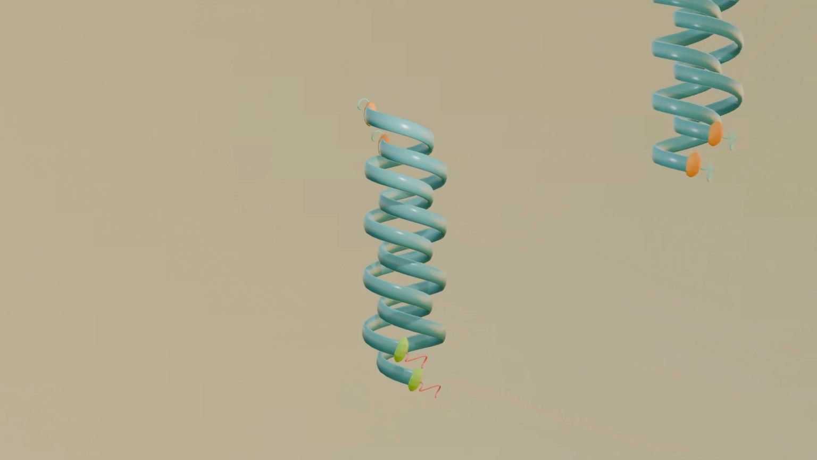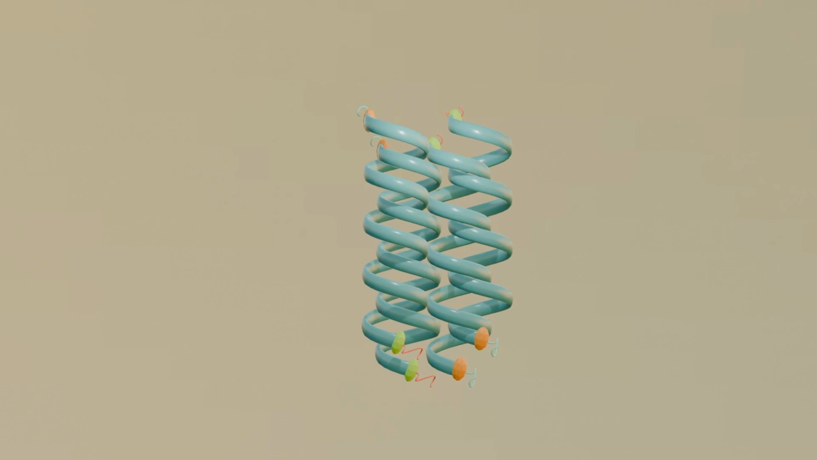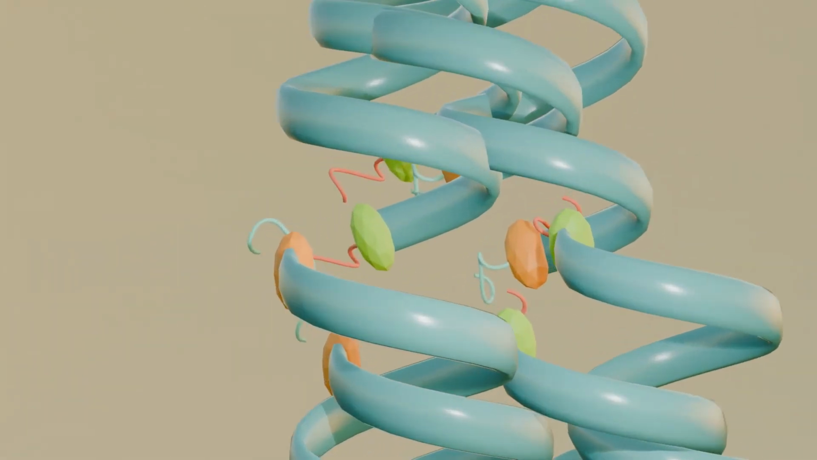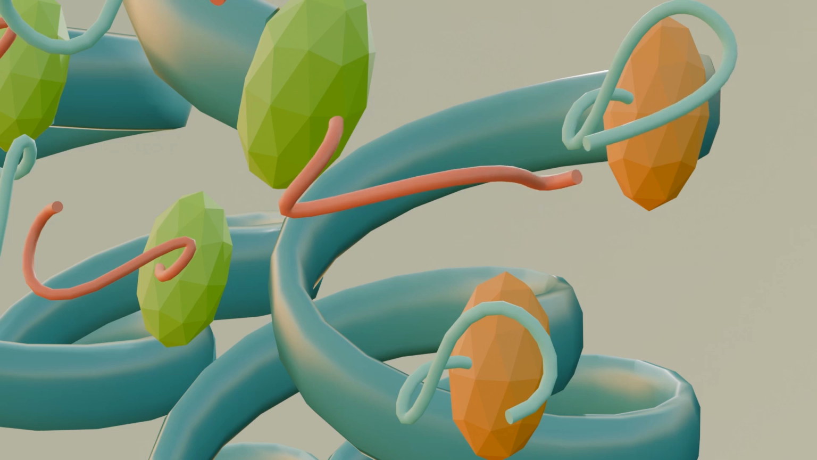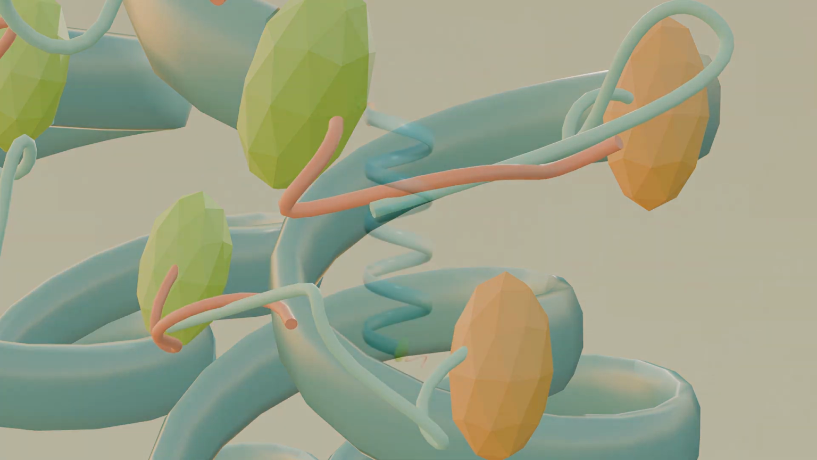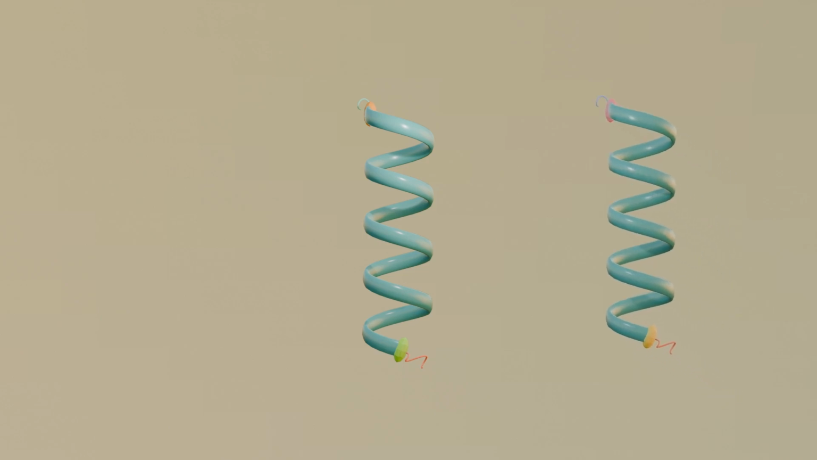Now let's take a closer look at how these dimers bind together. At the end of these helical structures, there are protein chains called head and tail structures that can bind together to glue these dimers together in a rope-like structure.